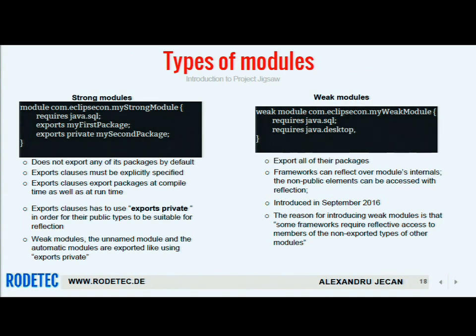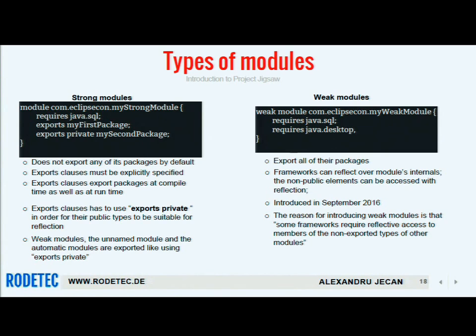Then you have some types of modules. The weak modules have been introduced only in September 2016. Why? Because they saw that there are a lot of frameworks that reflect over modules' internals, and the non-public elements couldn't be accessed with reflection. That's why they introduced the weak module notion. This exports all of its packages, so you don't have to write the exports clause. What kind of frameworks? I can think of Guava, I can think of JPA, and so on.